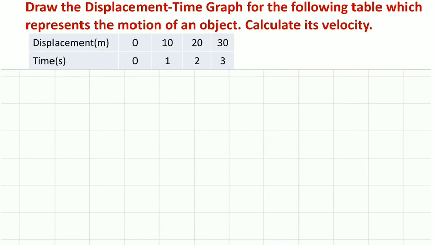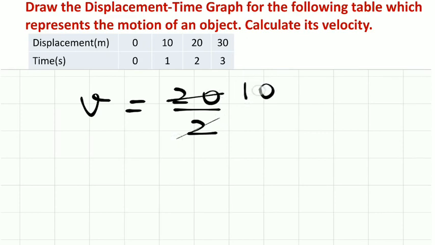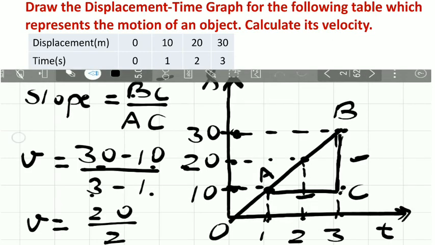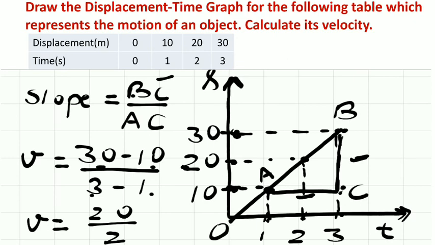So we have the velocity 20 upon 2. So this will be 2 tens are 20, or we can write it 10 meter per second. This is the answer. So we have calculated the velocity using this graph. Which graph? This is the graph which is according to the table given in this question.